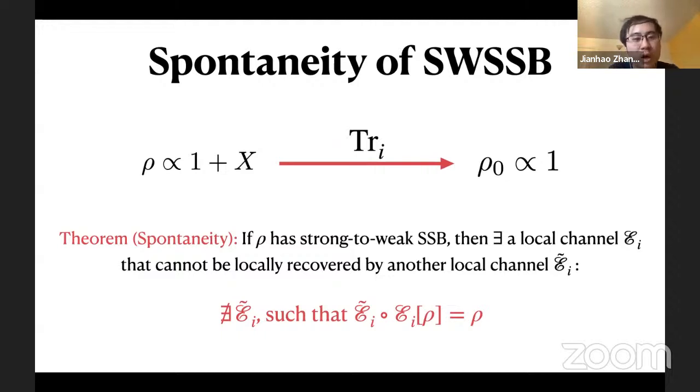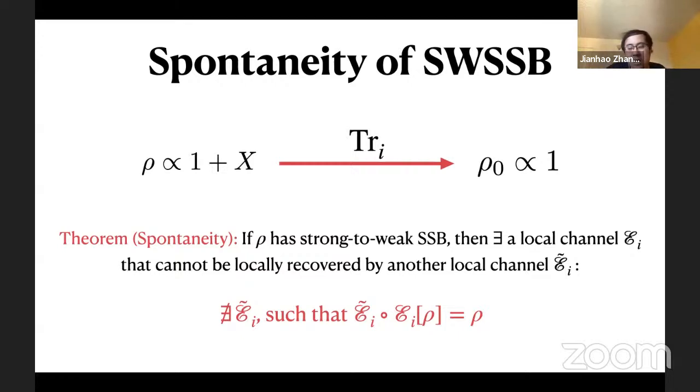So in our previous work, we proved a spontaneity theorem: if a density matrix has strong-to-weak SSB, then we always have a symmetry-breaking local quantum channel, let's say E_i, that can never be locally recovered by another local channel E_i tilde. In the sense that the strong-to-weak SSB state seems symmetric, but this symmetry property is so fragile that it can be globally destroyed by some local symmetry-breaking perturbation. And you know that this global change can never be restored by any local operation. Thus, irrecoverability emphasizes that the density matrices we're considering are actually spontaneously symmetry breaking. The spontaneity is unambiguously captured by the spontaneity theorem.